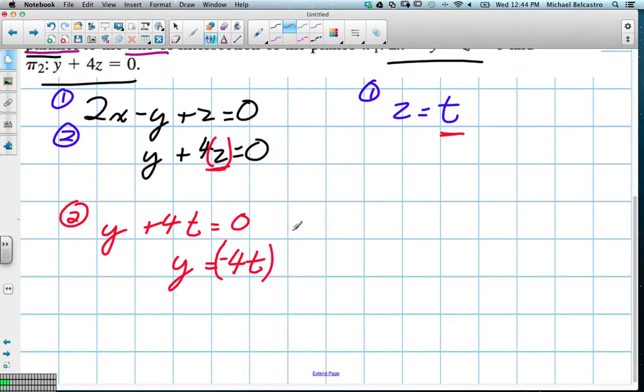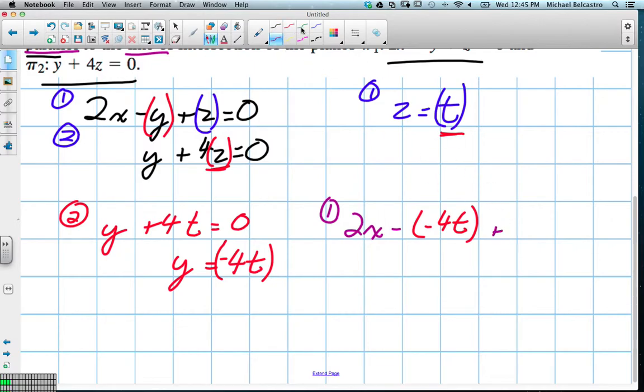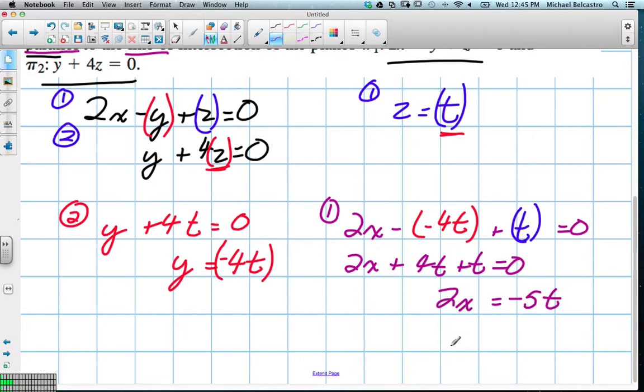Now that we have a value for y and a value for z, we're going to replace z and y in the very first equation. So equation 1, we'll do it in purple here, 2x subtract negative 4t plus our value of t is equal to 0, which means we can now solve for x. 2x plus 4t plus t equals 0. 2x equals negative 5t. x equals negative 5 over 2 t.